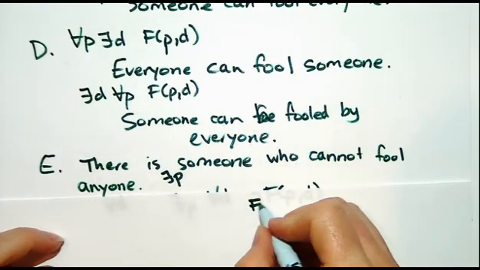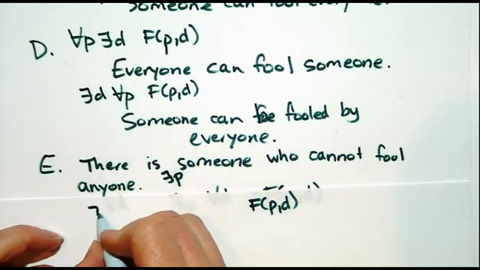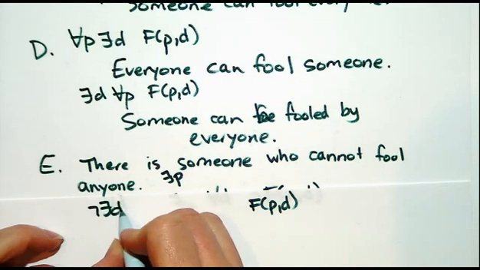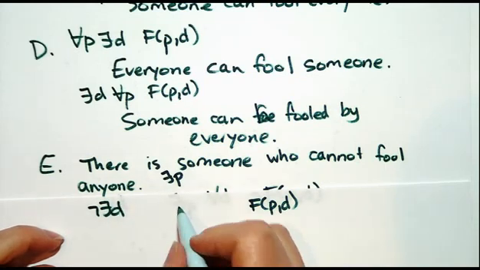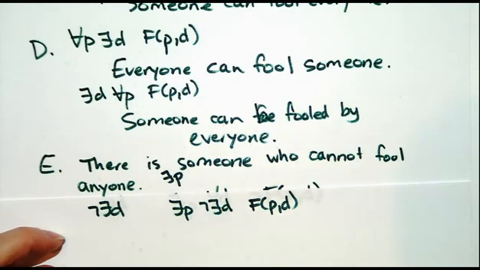So if I write F of PD as my first attempt at the predicate, then my not has to go with one of the quantifiers, and the anyone would be the one it would be. So there does not exist a person that person can fool. So that would have been not, there exists D, right, for that one. So I would have put there exists P, not there exists D, F of PD. So there's a person who can't find anyone they can fool.